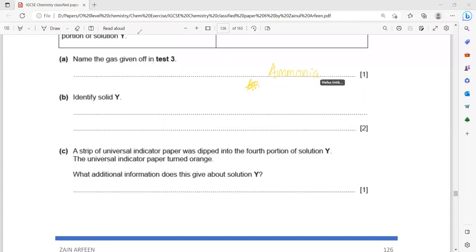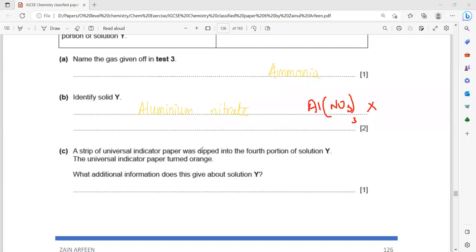Identify solid Y. What is solid Y? From one test we identify it is aluminium. From another we identify it's nitrate. So it is aluminium nitrate. It is acceptable that you can also write the formula of aluminium nitrate. But if you write a formula, then it should be correct. If you write AlNO3, then it is wrong. Why? Because it should have the correct formula. Aluminium valency is +3 and nitrate is -1. So it is Al(NO3)3.